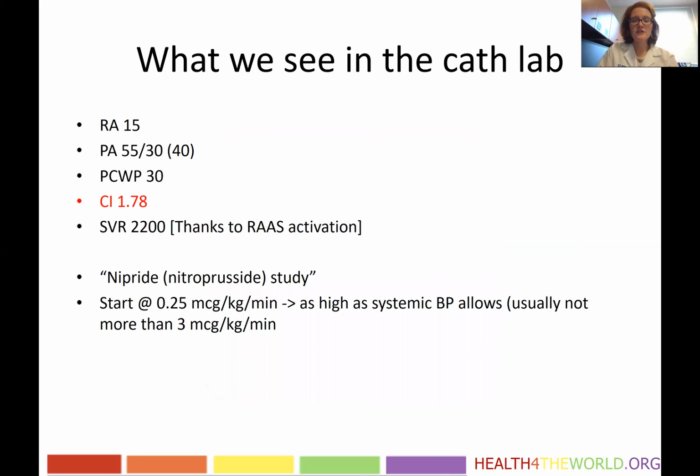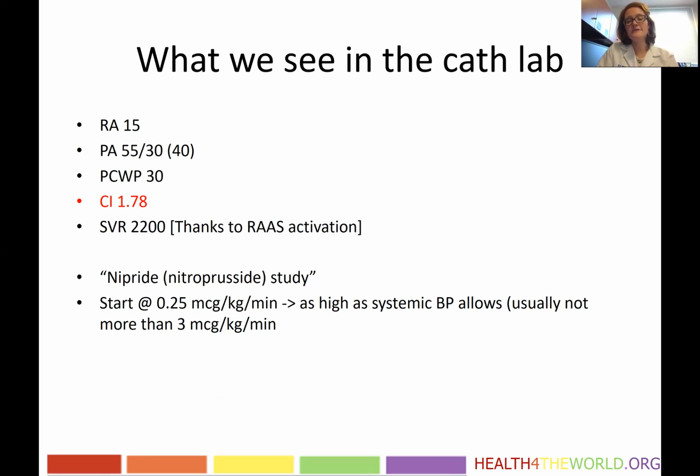So this is an example of a patient who's in heart failure with numbers that we might see if we were doing an invasive measurement of hemodynamics with a Swan-Ganz catheter in the cath lab. So this patient has an RA pressure of 15 millimeters of mercury, PA pressures of 55/30 with a mean of 40, a wedge pressure of 30, which is very high, normal should be around 5, and a cardiac index of 1.78, which is low. Anything under 2 is frank low output.